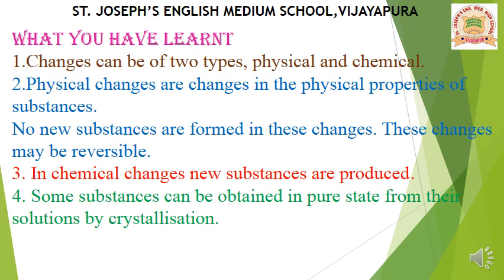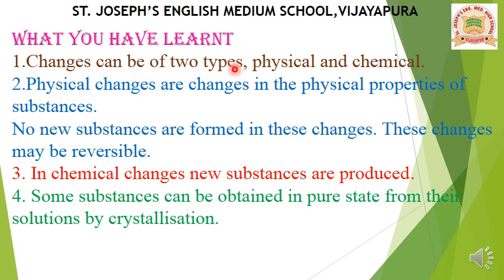See here, rusting of iron is a chemical change because a new substance is obtained there. Rust, the red color powder, is obtained, so it is a chemical change, whereas crystallization is a physical change. Only the structure changes. You can see here powdered copper sulfate turns into a crystal of copper sulfate. So crystallization is an example of physical change.